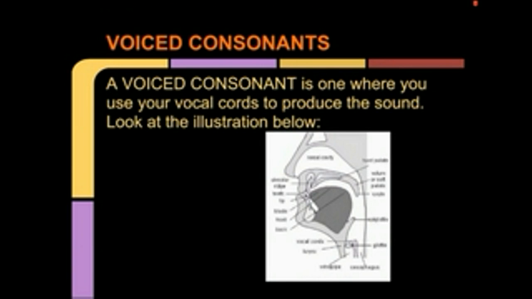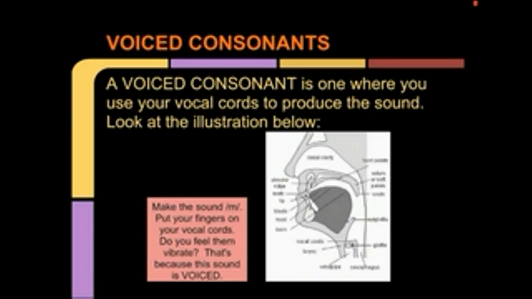Voiced consonants. A voiced consonant is one where you use your vocal cords to produce the sound. Look at the illustration below. Here are your vocal cords. Now make the sound mm. Put your fingers here on your vocal cords. Mm. Do you feel them vibrate? That's because this sound is voiced. Mm.